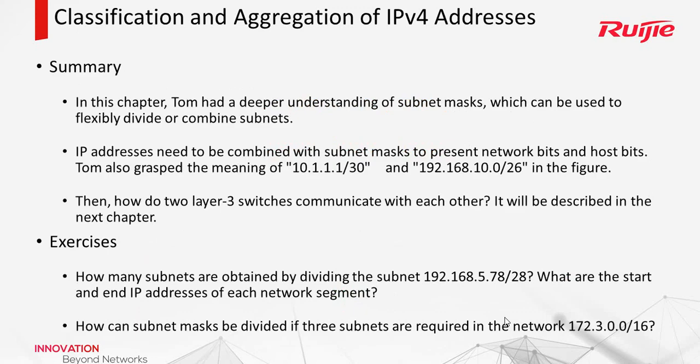Now let us have a summary. Today we learned the classification and aggregation of IPv4 addresses. Before this we learned classes A, B, C, D, E, and then found it's not enough. So we have new technologies, VLSM and CIDR. They are different. Then we used several examples to calculate how many subnets and how many hosts.